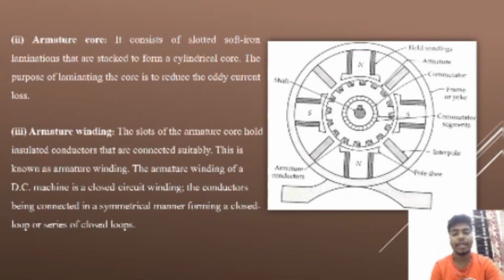Armature core. It consists of slotted soft iron laminations that are stacked to form a cylindrical core. The purpose of laminating the core is to reduce the eddy current loss. Armature winding. The slots of the armature core hold insulated conductors that are connected suitably. This is known as armature winding. The armature winding of a DC machine is a closed circuit winding, the conductors being connected in a symmetrical manner forming a closed loop or series of closed loops. This is the armature and these are the armature conductors present in the armature.